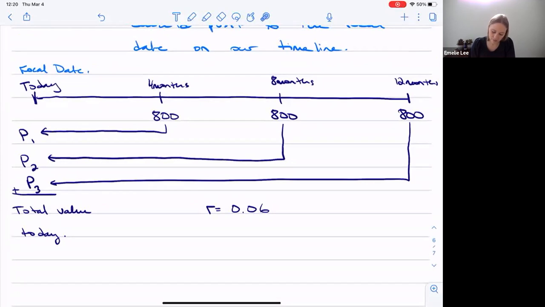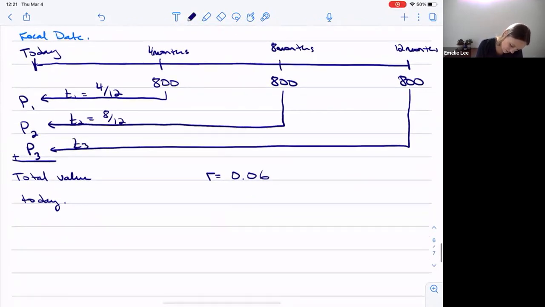Remembering that we need to put the t on each of the arrows, right? We use the arrows to show the t. So T1 is 4 months. If I have months, I'm just going to take 4 divided by 12 because t still has to be in years, right? 4 over 12. T2 is going to be 8 months, so 8 over 12. And then T3 is going to be 12 over 12. Okay. Looks like I have all the information that I need here, right?